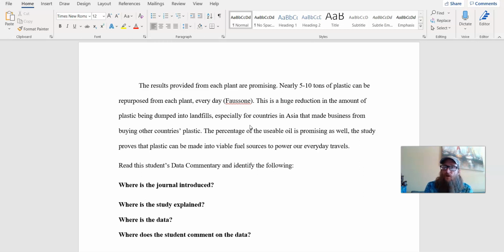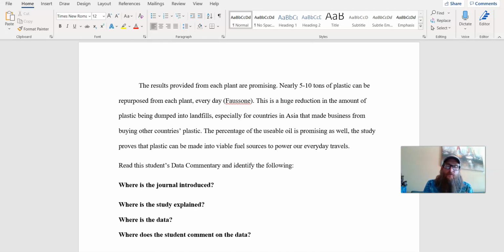And what her data suggests here is that this idea of plants that can repurpose plastic waste and turn it into fuel oil, that this is promising research, and this suggests that it could potentially make a difference in terms of worldwide efforts to reduce plastic waste. So again, comment is basically you explaining, what does this data mean? Why does it matter? What might it suggest? Not you trying to convince me of anything, right?